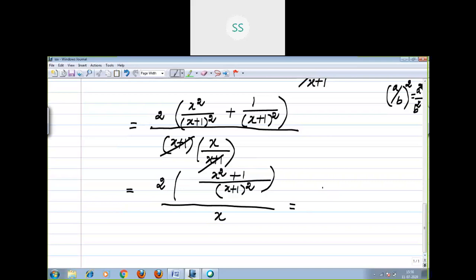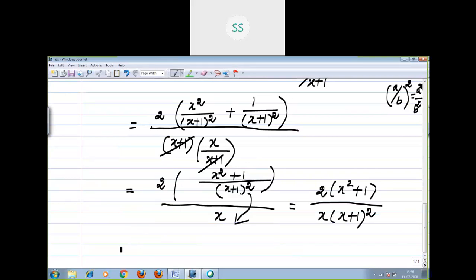Now, here also the same concept. 2 into x square plus 1. In the numerator you are having a fraction. That denominator will come to the denominator part. This one will come to the denominator. So, what is your result? You see, x into x plus 1 the whole square. What they are expecting, that we proved, right? LHS equal to what? RHS.